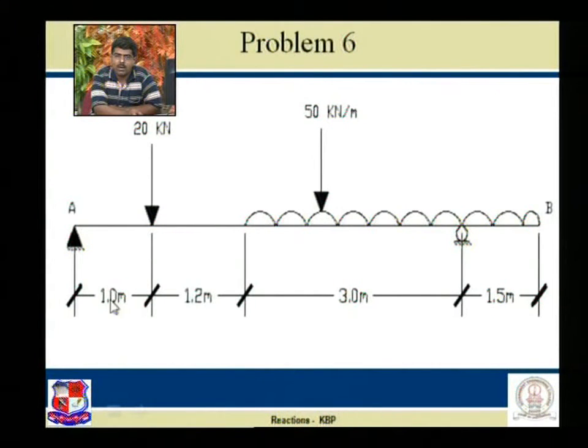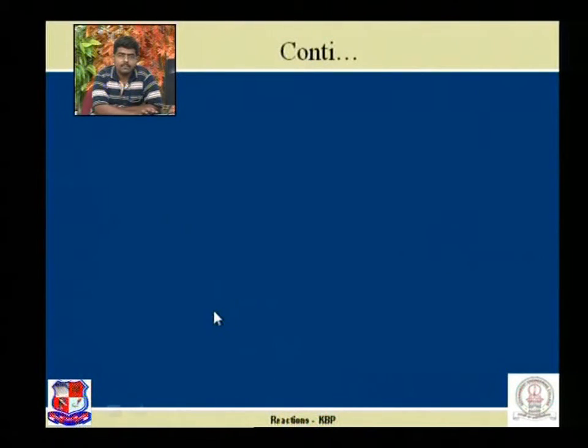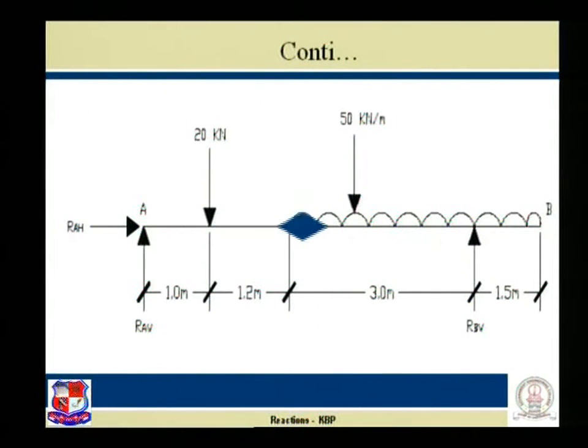The lengths are 1 meter, 1.2 meter, 3 meter and this is 1.5 meter. The distance between A and B is 3 plus 1, 4.2 meter. Simplified figure. Now, if we take the first equation, sigma H is equal to 0, there is no load acting horizontally, so RAH comes to be 0.